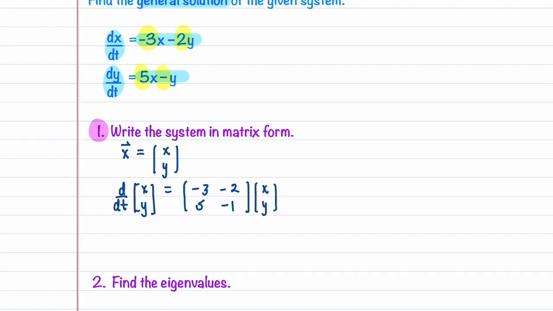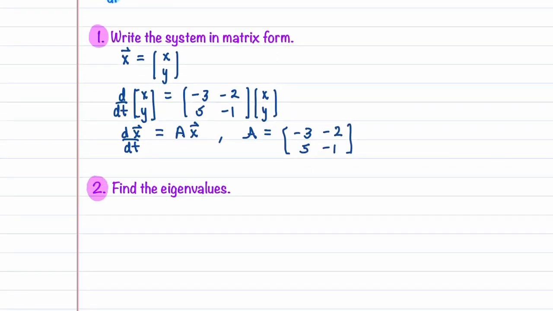We can then write this as the derivative of vector x with respect to time is equal to a matrix A times x, where we're going to define matrix A to be minus 3, minus 2, 5, minus 1.